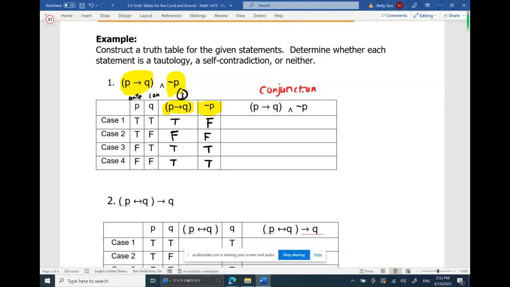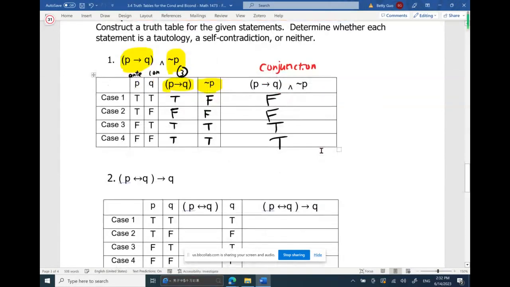Okay, now we are ready to take care of the conjunction. Remember, for a conjunction to be true, both of them have to be true. So the last 2 cases, right? Yeah. For a conjunction to be true, both components have to be true. And all other cases are false. And that's how we get that truth table completed.